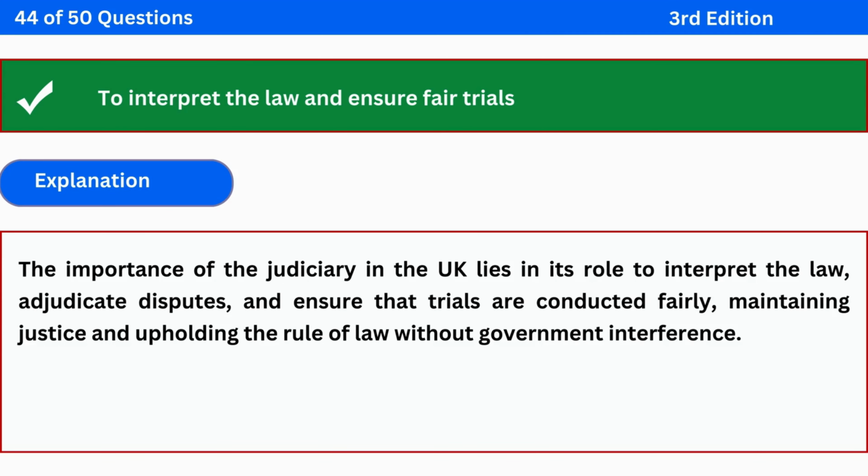The correct answer is to interpret the law and ensure fair trials. Explanation: the importance of the judiciary in the UK lies in its role to interpret the law, adjudicate disputes, and ensure that trials are conducted fairly, maintaining justice and upholding the rule of law without government interference.